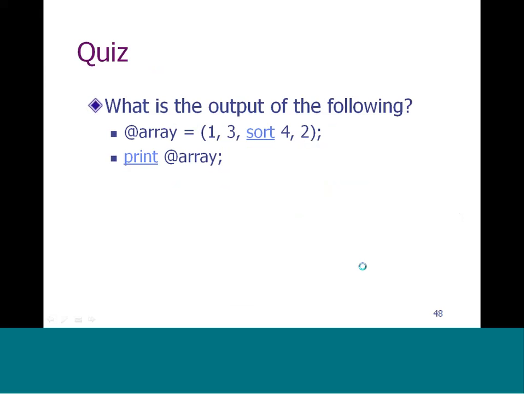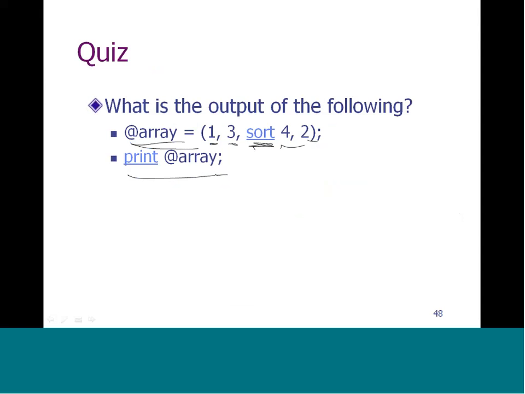So here is one quick question, again regarding the same precedence that we talked about. Here I'm declaring an array, and the array contains values 1, 3, then I introduce a function called sort. You can think of sort as sorting multiple values, and then I give 4 and 2, and then I say print dollar array. So what do you think will be the output of this problem?